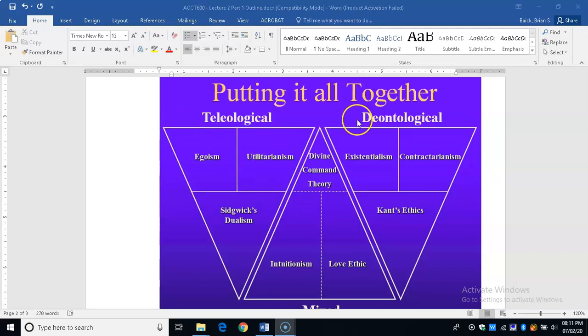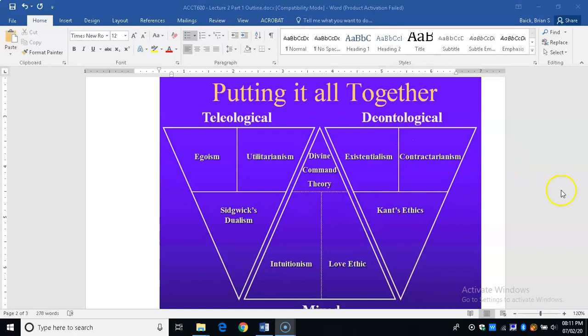Or you can think about ethics from a deontological perspective, or you can use a deontological approach to think about ethics. What's another word for deontological? Starts with the letter N. Non-consequentialist. So you can either have a teleological or consequentialist approach to ethics, or as we'll see, the law and accounting standards, or you can have a deontological or non-consequentialist approach to creating laws in accounting and ethical standards in accounting.